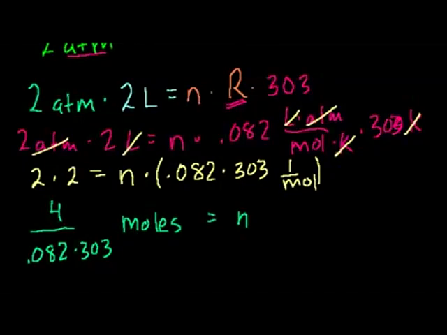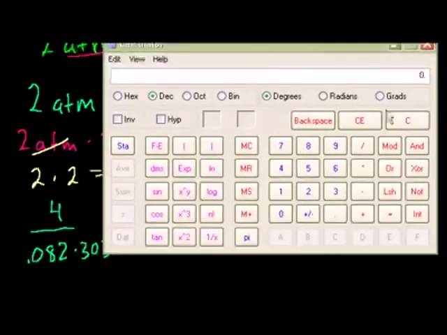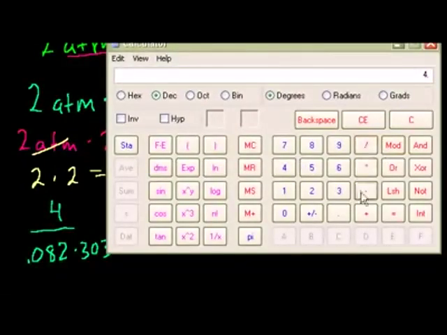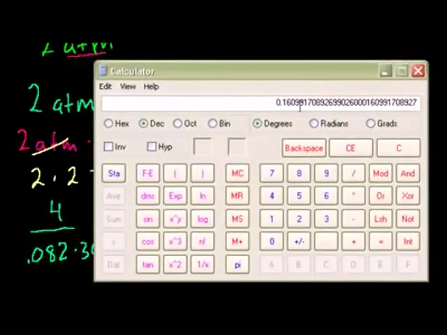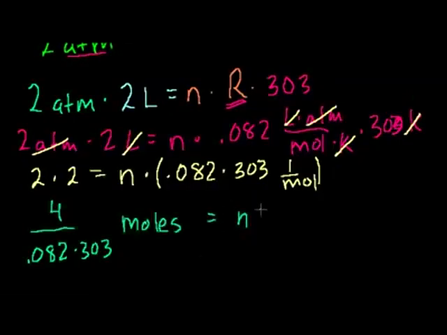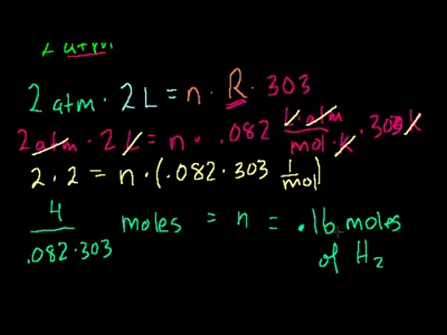And so we just have to get the calculator out and figure out how many moles we're dealing with. So we have 4 divided by 0.082 divided by 303 is equal to 0.16. If we wanted to go more digits, 0.161, but we'll just round. So this is equal to 0.16 moles of H2. And if we wanted to know the exact number of hydrogen molecules, you would just multiply this times 6.02 times 10 to the 23, and then you would have a number in the traditional sense.